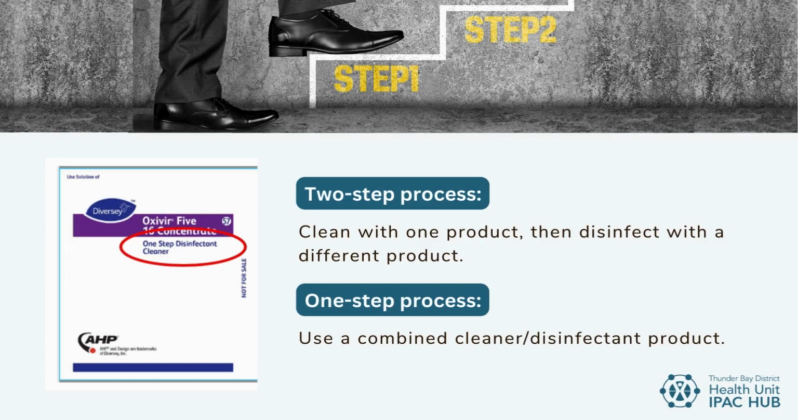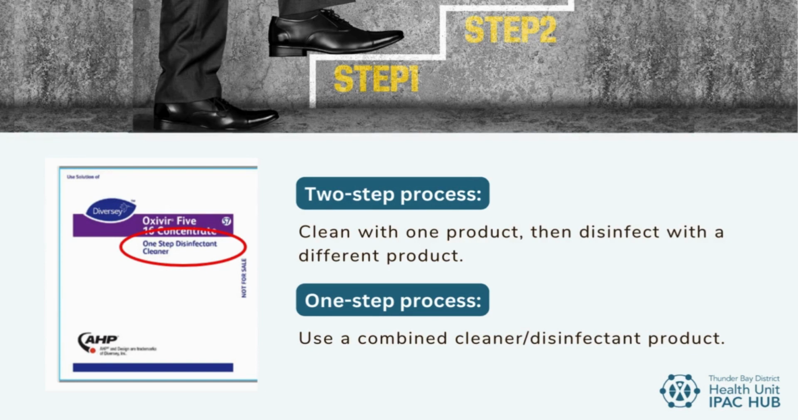To start, there is the two-step process, which is to clean with one agent, such as soap and water, and then disinfect with another, meaning you are going over the surface twice. On the other hand, the one-step process is using one product that is both a cleaner and disinfectant, so you only need to go over the surface once.